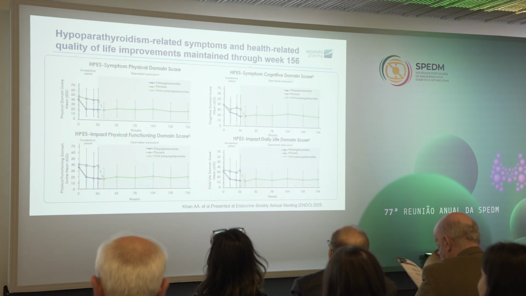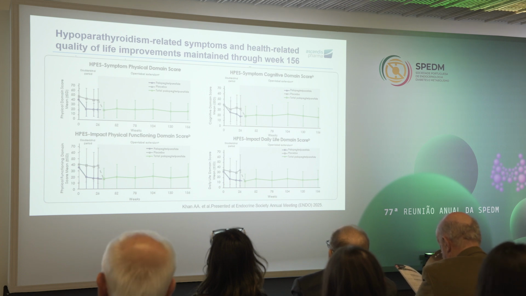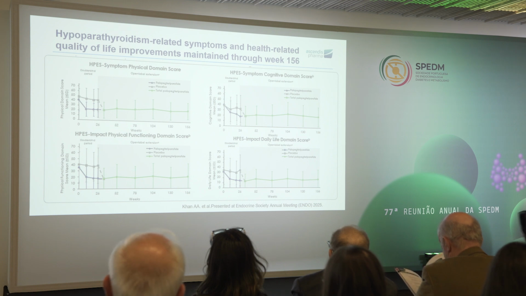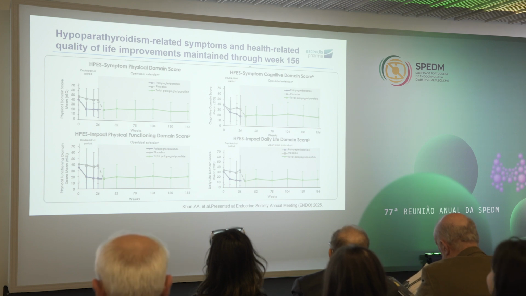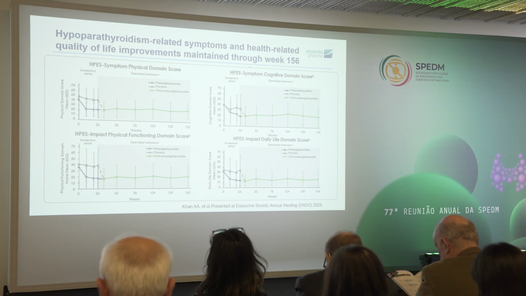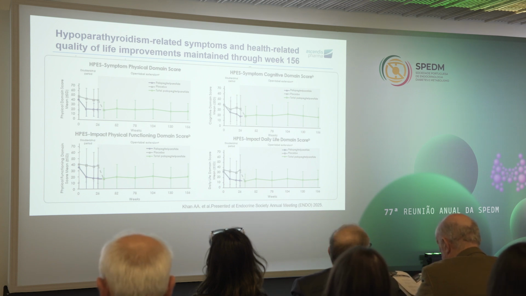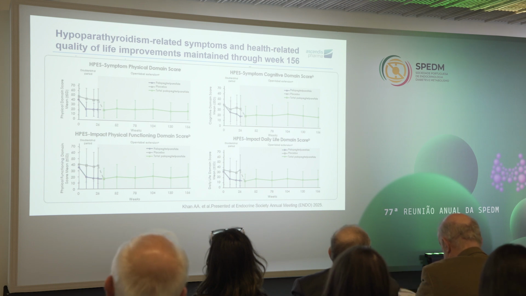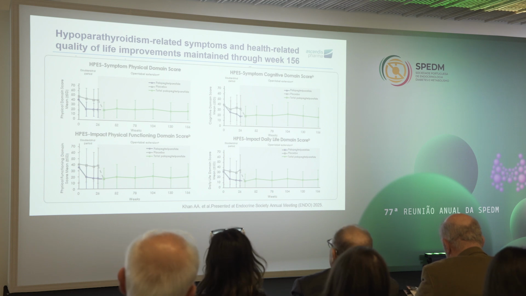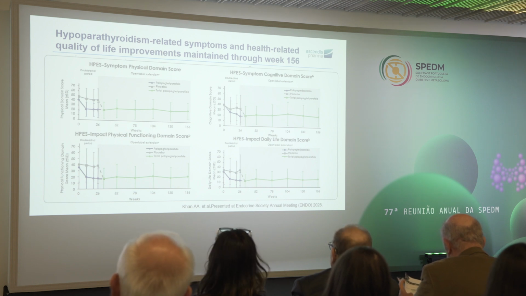Quality of life is also another aspect. Just one slide about this. This is the HPS symptom physical domain score, and also the impact on daily life score. Just to be brief, a higher score means impaired quality of life, and through the first phase, but also in this open label phase, you could see the lowering of the HPS scores, and that they remained stable during this treatment.